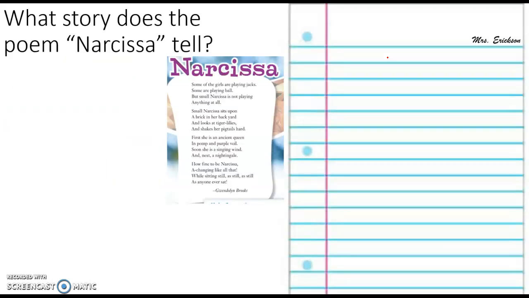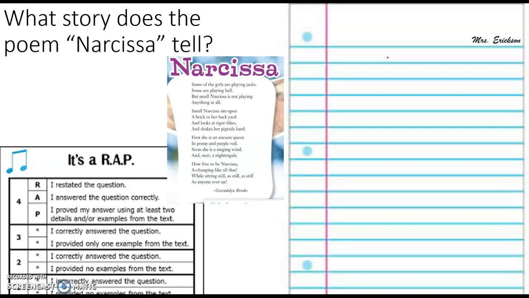So I want to look at the poem Narcissa. I want to show you what my writing would look like using the RAP writing rubric. And you probably remember this from last year, and you've seen it the past couple weeks. So when you're doing a quick write, there's a few things you want to make sure you include. One, you want to restate the question. Two, you want to answer the question.